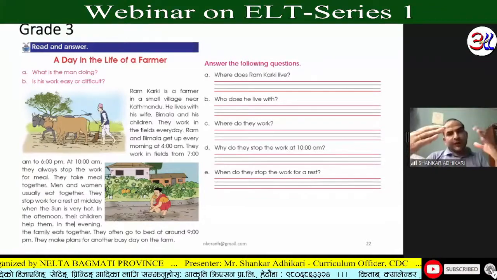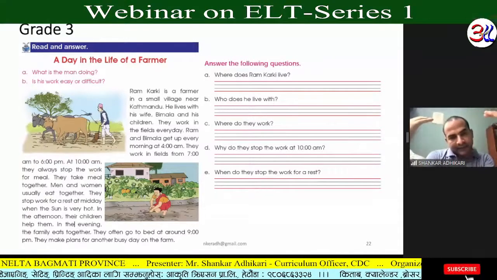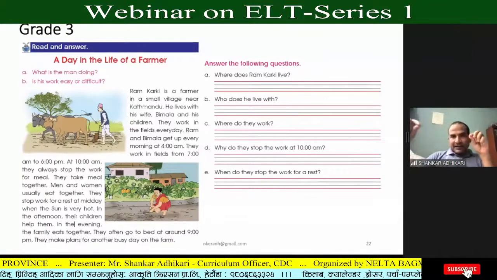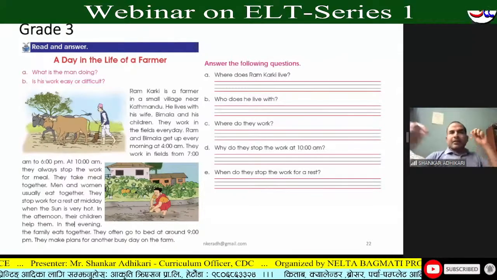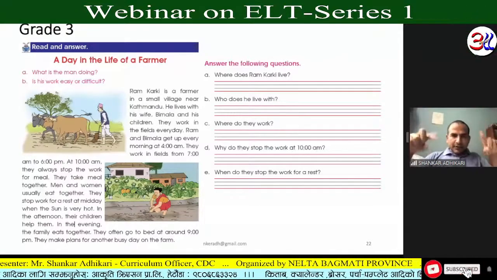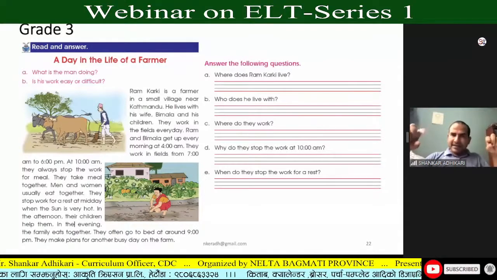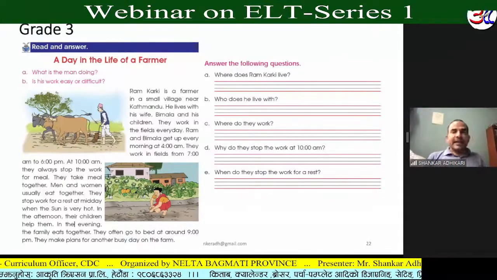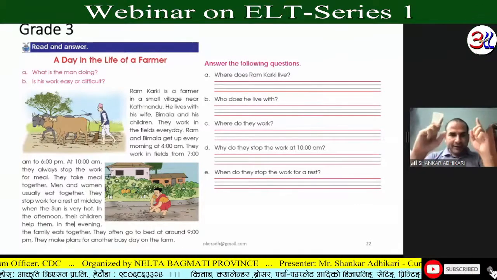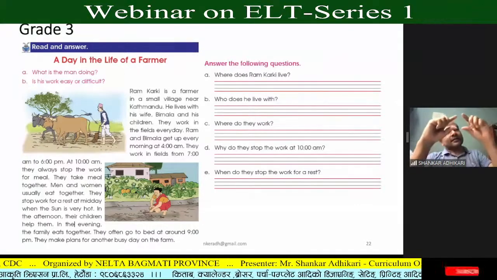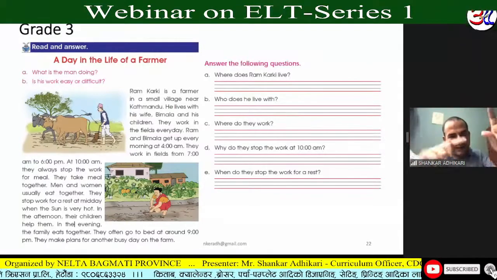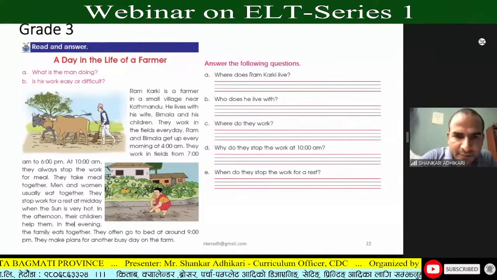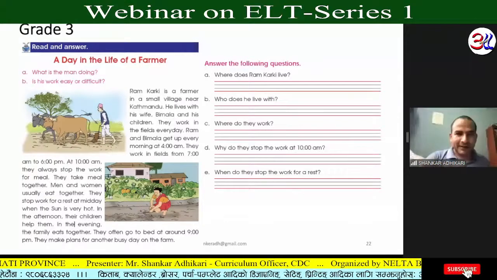But once you finish talking about the picture, then you want to relate that picture to the reading text, right? Then you can ask the question like this: do you know the name of this man? What is his name? Do you know the name of this woman? What is her name? Can you read just the first two lines and find out the names of these people? Then they read. Ram Karki is a farmer in a small village, Bimala. Yeah, Ram Karki and Bimala.